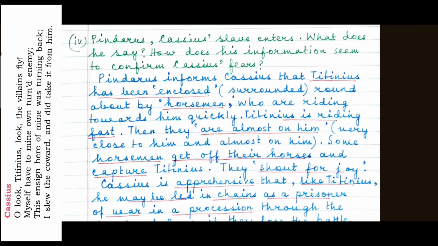I have quoted from the text and have given the brief explanation as well. Some horsemen get off their horses and capture Titanius. They shout for joy. This is what Pindarus has seen. Now, how does his information seem to confirm Cassius's fears?